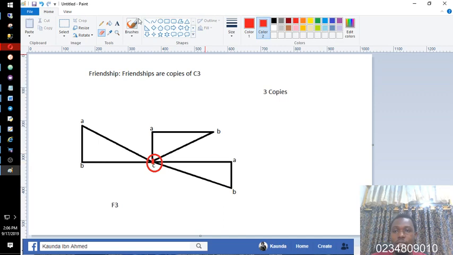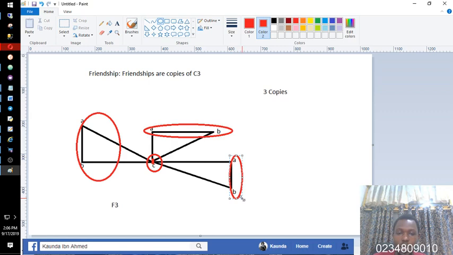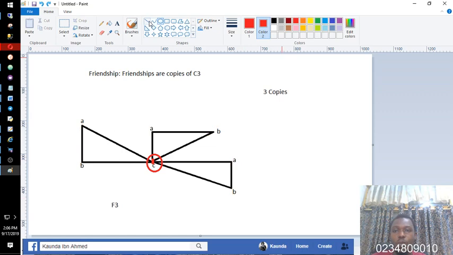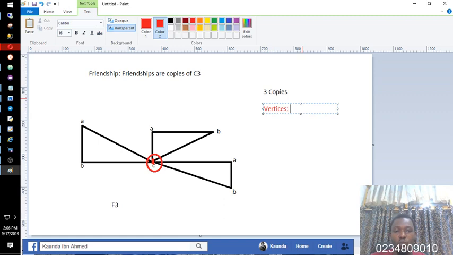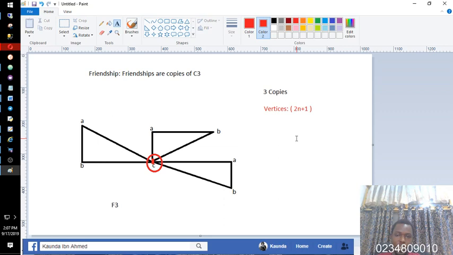So this one has 2 vertices, A and B, this has 2 vertices A and B. If the copies are 10, then each will have 2. So we have 2 for each copy, plus the middle one, that is the point C. So this is the number of vertices for a friendship graph.